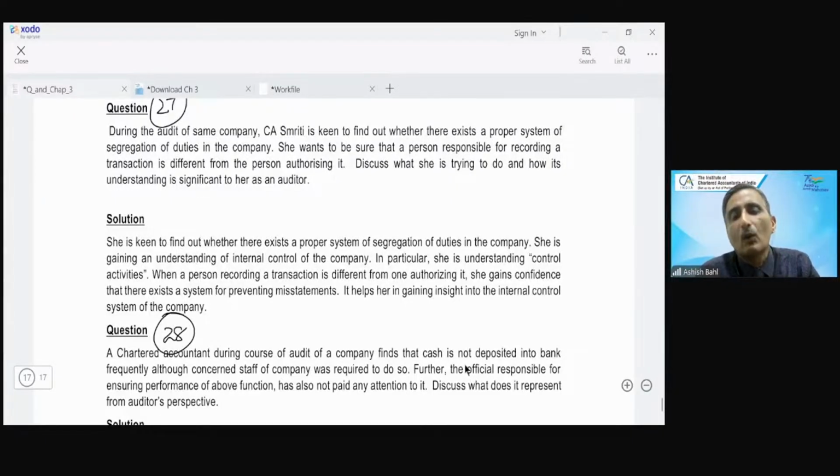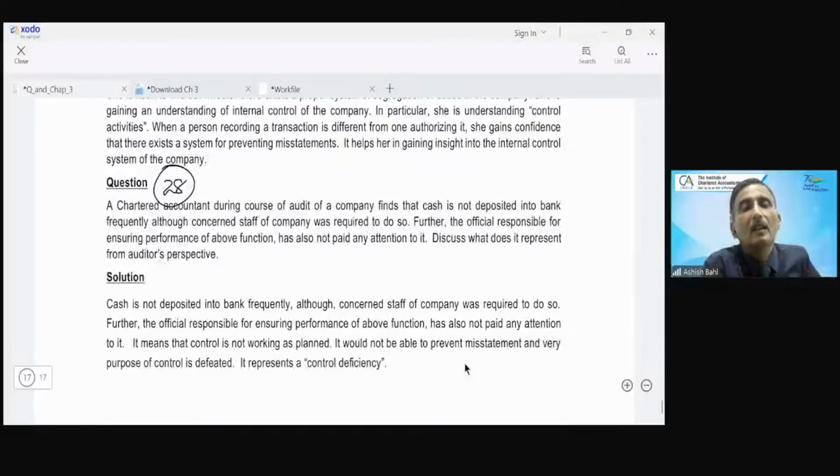So the company has instituted a control that cash is required to be deposited into the bank frequently at stipulated intervals. But the concerned staff whose duty it was to deposit is not getting it deposited, and the supervisor there has also closed his eyes to this. What does this denote from the auditor's perspective? Yes, it is a control deficiency. It means that the control is not working as planned, and therefore it represents control deficiency, and obviously it is a control risk.